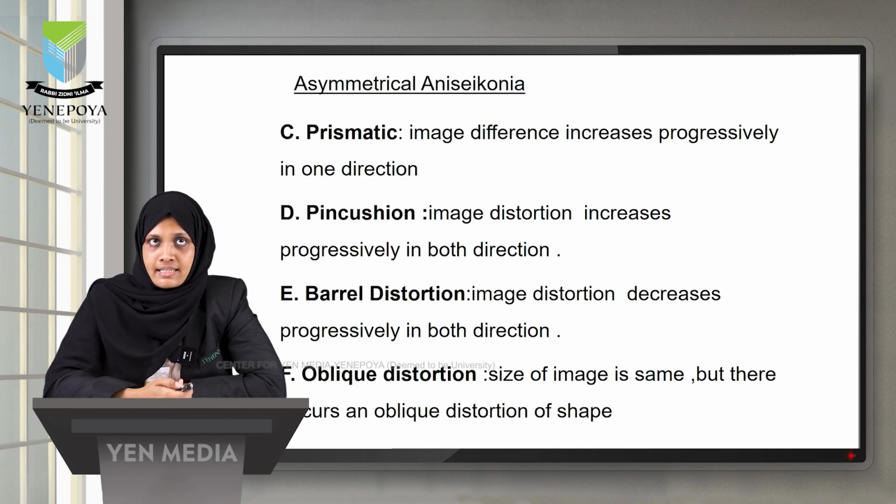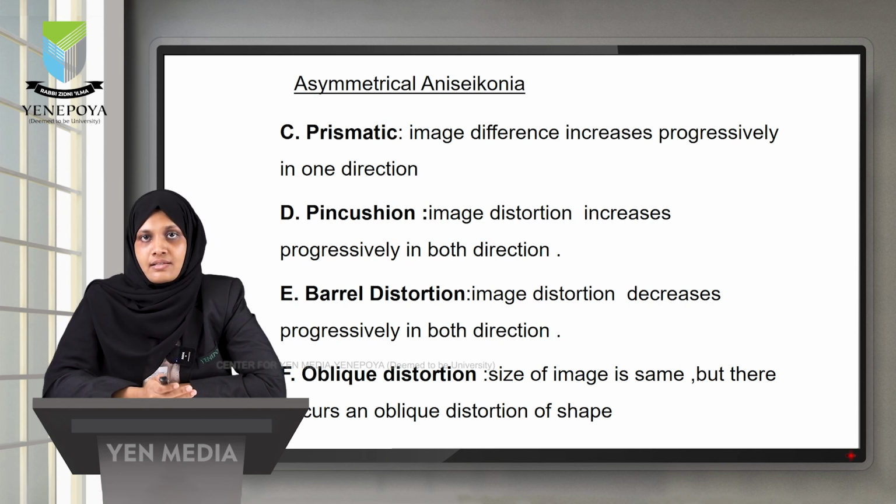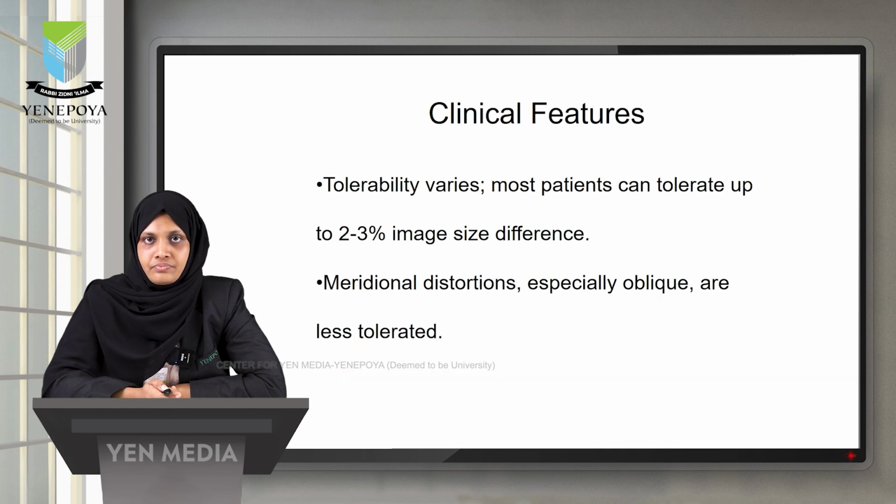And the asymmetrical aniseikonia is classified into prismatic, pincushion, barrel distortion and oblique distortion. Prismatic aniseikonia means the image difference increases progressively in one direction. Pincushion image distortion increases progressively in both directions, and barrel distortion decreases progressively in both directions. Oblique distortion means the size of the image is the same but oblique distortion occurs.